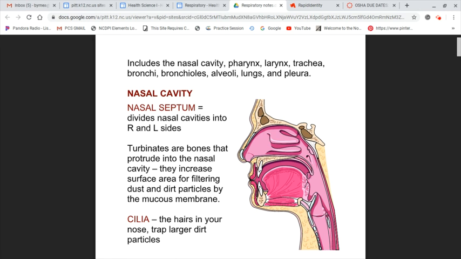All right, today we're going to begin the respiratory system. We're going to talk about all of the structures that air passes from the nose all the way to the alveoli, or the site of gas exchange within the lungs.